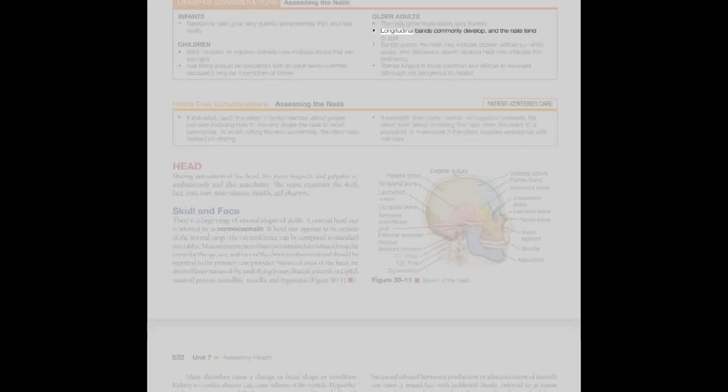Longitudinal bands commonly develop, and the nails tend to split. Bands across the nails may indicate protein deficiency. White spots may indicate zinc deficiency. Spoon-shaped nails may indicate iron deficiency. Toenail fungus is more common and difficult to eliminate, although not dangerous to health.